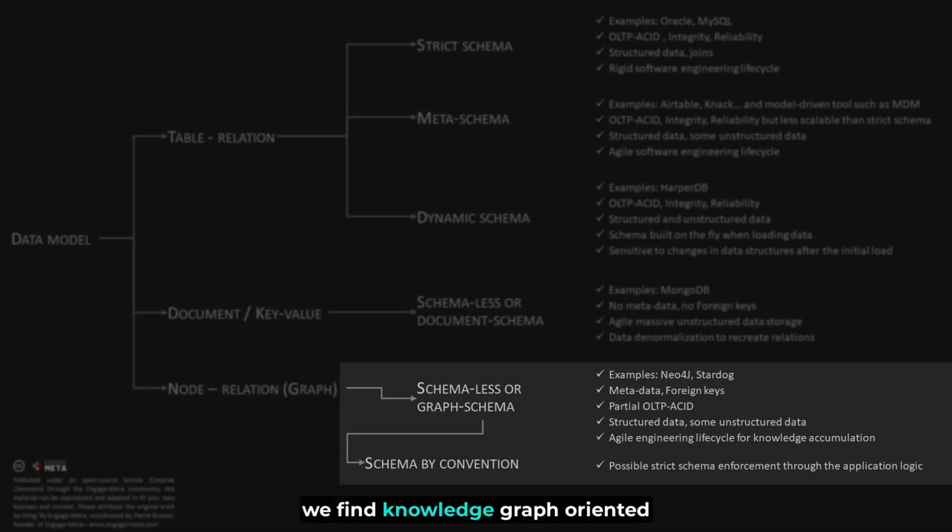Here we find knowledge graph-oriented databases like Neo4j and Stardog. In this style, a unique data schema is proposed by the database, which then limits itself to a table of nodes with relationships between nodes. It is a very minimalist schema that can absorb any data descriptions. A table is an instance of a node, and a foreign key is a link between two node instances.